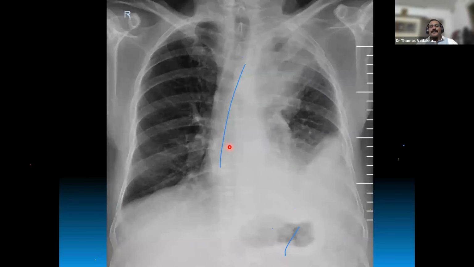Now, can anyone say? Yeah, try. These are the simple X-rays you will be seeing in your practice, one or two X-rays like this every month.